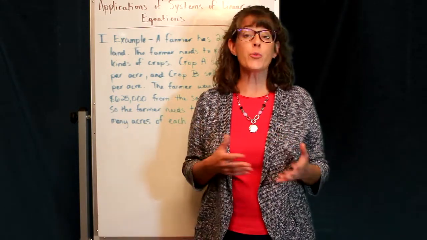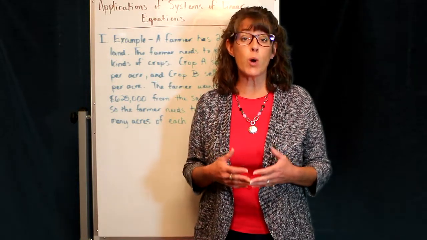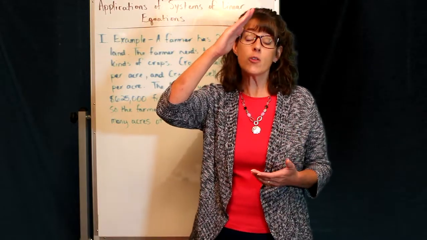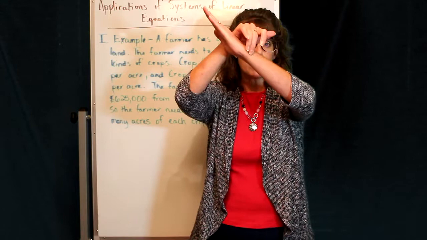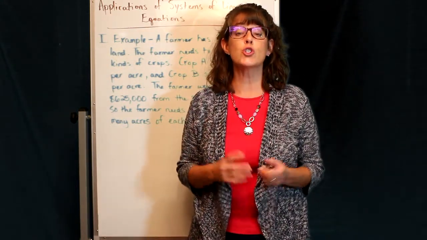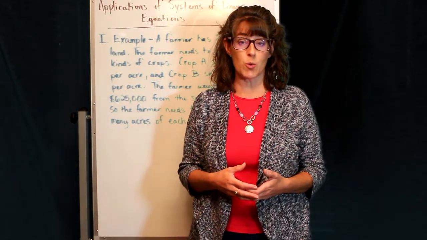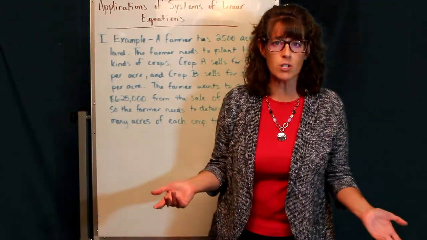But remember, all three of those methods are basically telling us if we were to take one of the equations and graph it and say it looks like this, and we were to take the other equation and graph it and say it looks like this, we are trying to find that point of intersection. Because remember, that point of intersection is the solution to both of those equations, the simultaneous solution to both of those equations. So let's now take a look at why are we learning to do this?